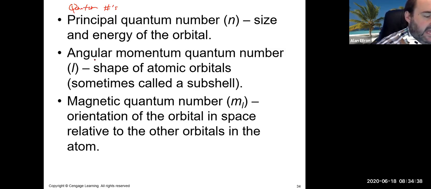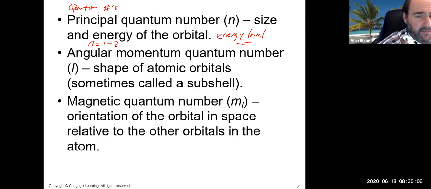The first one is n, and we saw a little bit about n the other day. n is the principal quantum number. It is the size and energy of an orbital. So n is really the energy layer, the energy level. N could have values of 1 to 7.